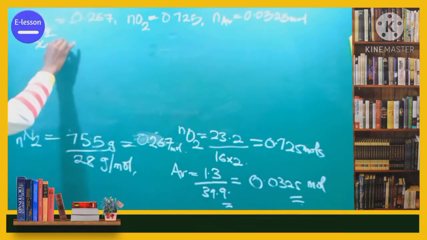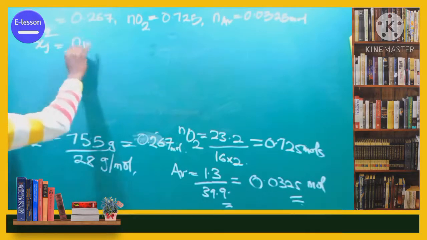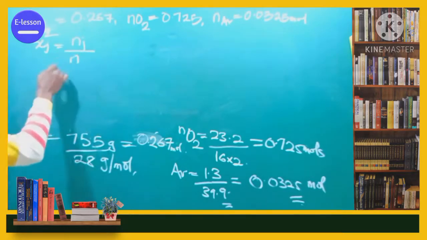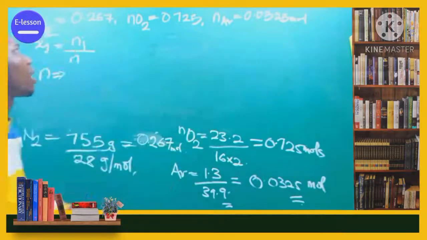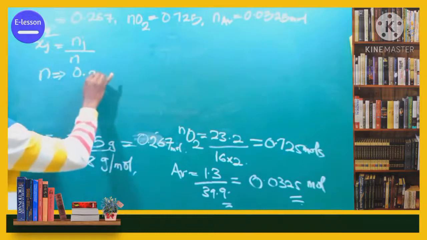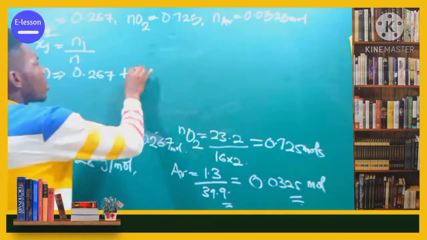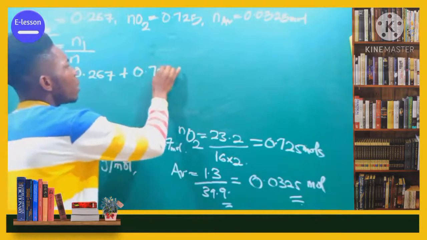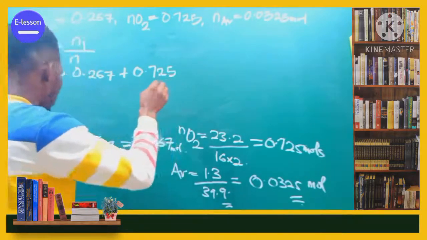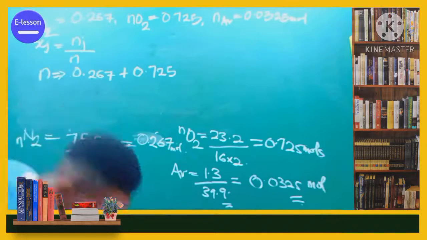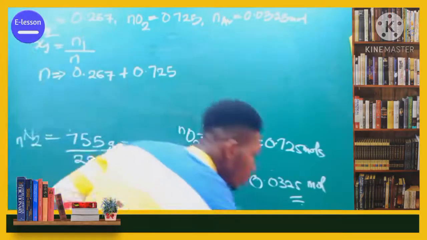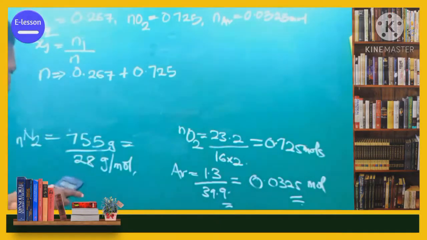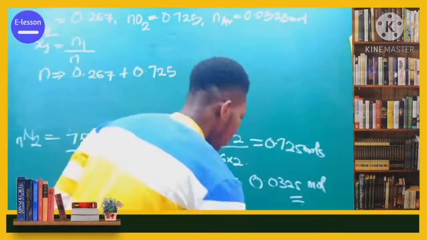Mole fraction for each of them. The mole fraction is Nj over N. So to get N, what do we do? To get our total moles, you sum everything together. Now summing, you have 0.267 plus 0.725. Okay, this cannot be 0.267. Sorry. It is 2.69 rather.